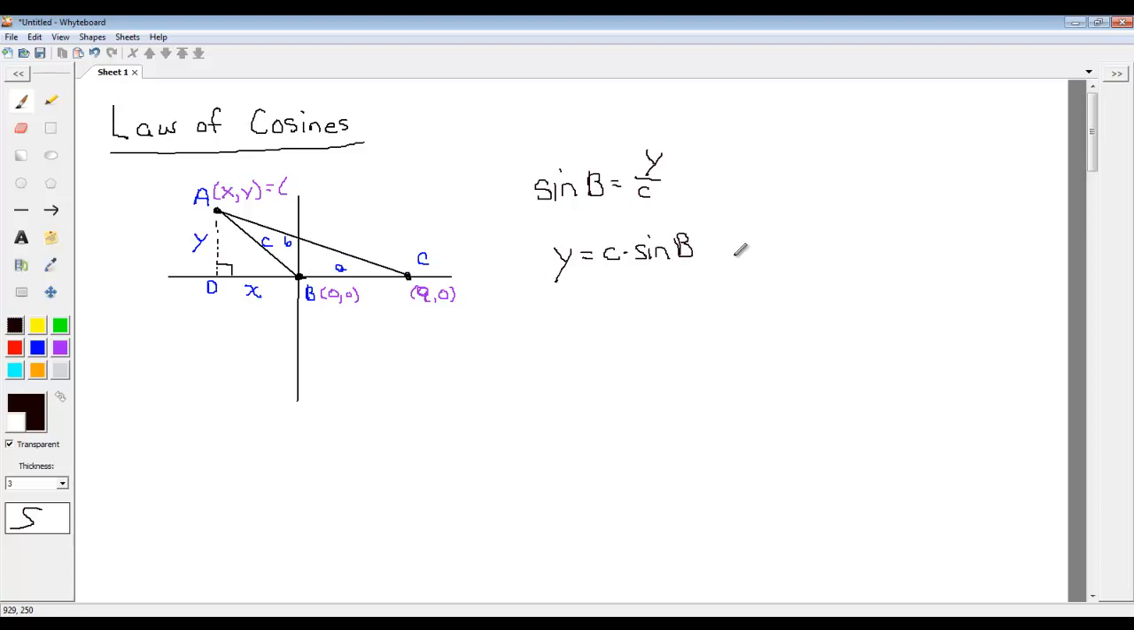Alright, and then for cosine of B, we can go ahead and say, well, that's x over c. And we don't have to worry about signs, because in quadrant 2, x will be negative, which will take care of negative cosine in that quadrant. Or if the triangle were all in quadrant 1 here, x would be positive and the cosine would end up being positive. So either way, whether angle B is acute or obtuse, this is what we can say. And so therefore x equals c times cosine B.